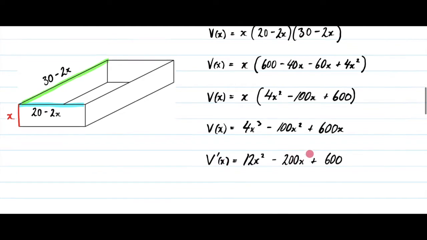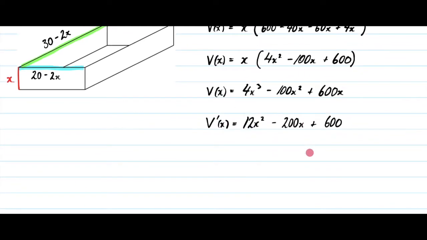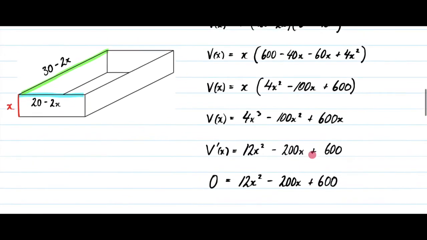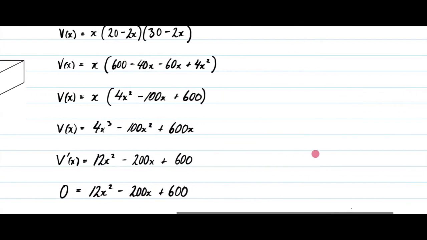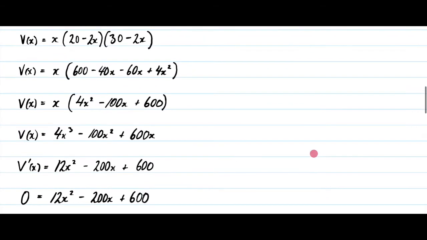In order to find my stationary points, I know that my stationary points exist when the gradient is 0. So I set my derivative equal to 0 and I solve for x. So 12x squared minus 200x plus 600 equals 0. Now, we can't do this by hand. We're going to have to use our CAS calculator. And as you remember at the start of this video, I said we're going to be learning how to use our CAS calculator to solve these type of problems.